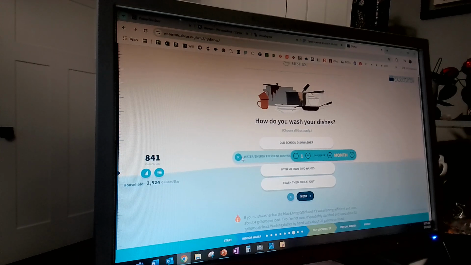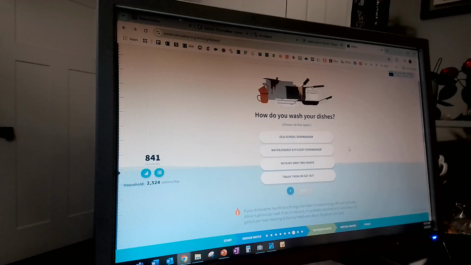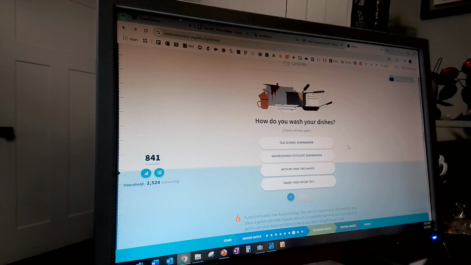How do you do your dishes? You have the option of old school dishwasher, water energy efficient dishwasher, with my own two hands, or trash them and eat them out. Now this is real for some people, which if that's you, hey, you do you, boo boo. For your old school dishwasher, again, after about 1995, you probably don't have an old school dishwasher. To know if you have a water or energy efficient one, if you can find a blue star on any of your appliances, it is water and energy efficient. Most appliances, if you've remodeled in the last 5 or 10 years, are energy efficient.